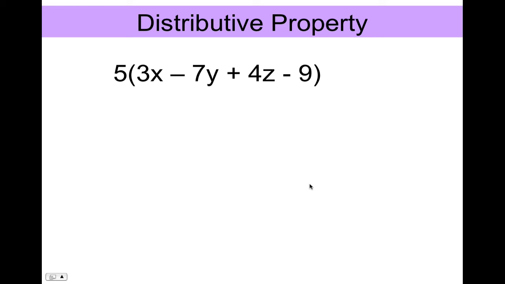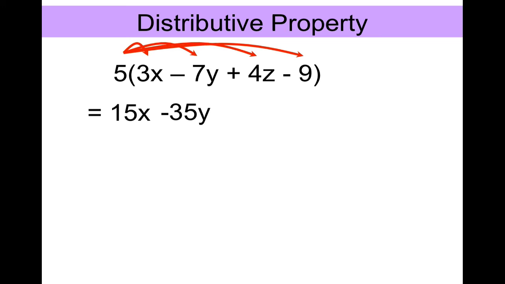All right, just to show that it doesn't always have to be 2 terms inside the parentheses, here's a longer one. It works exactly the same way, and you can try this one on your own. Go ahead. So we're distributing the 5 times 3x, that's 15x. 5 times negative 7y is negative 35y. 5 times 4z, 20z. 5 times negative 9 is negative 45.